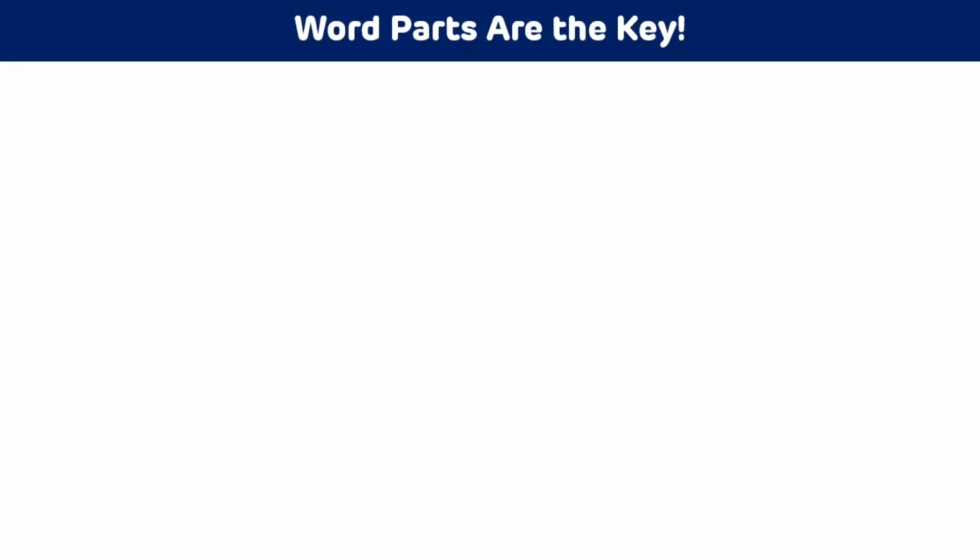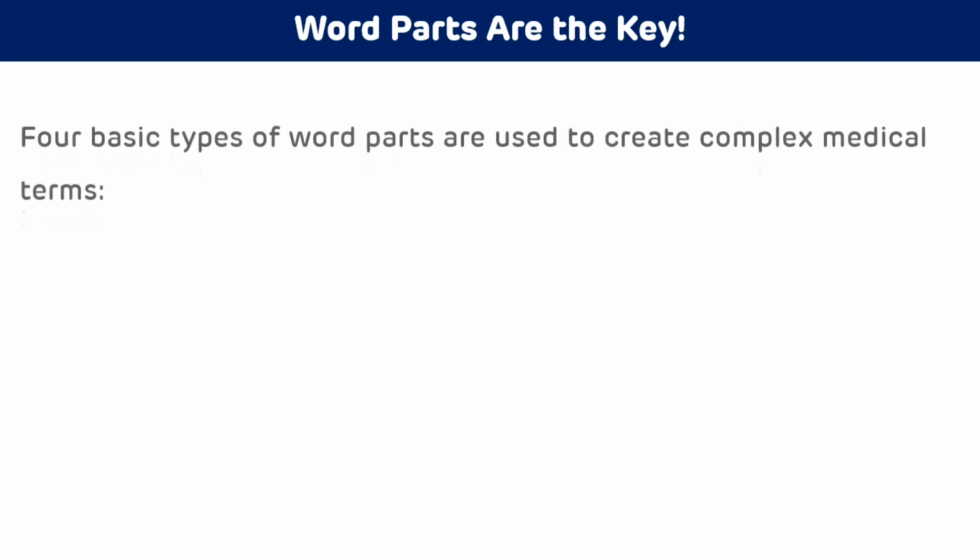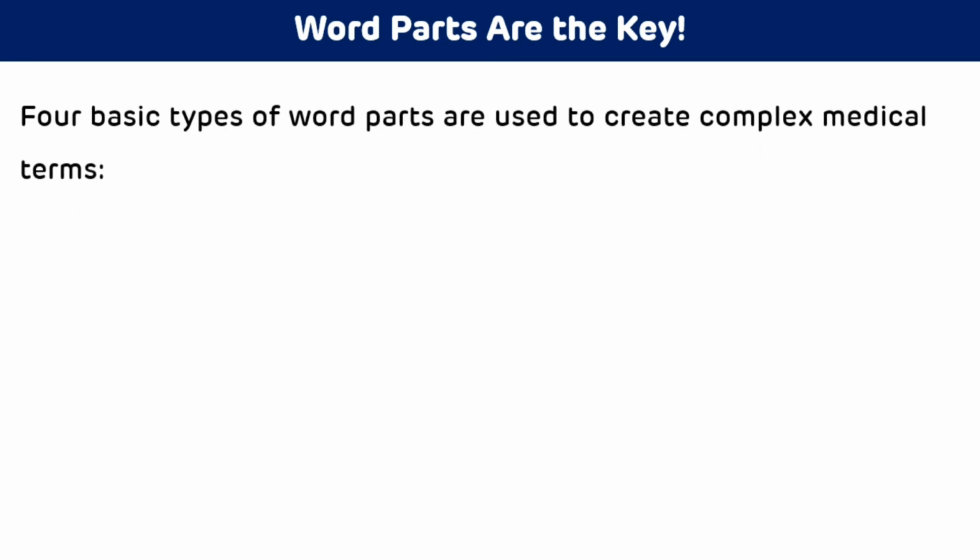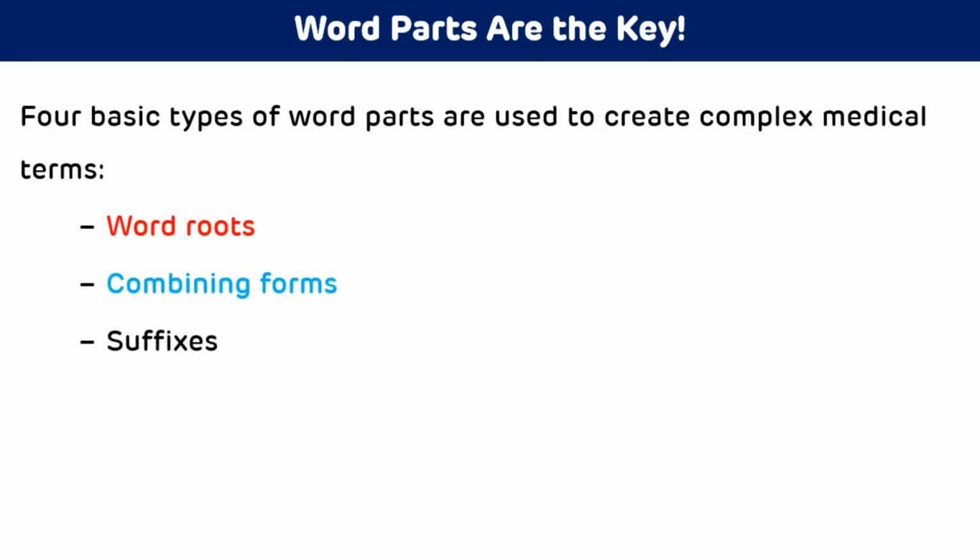Word parts are the key. There are four basic types of word parts which are used to create complex medical terms. The first one is word roots. The second one is combining forms. The third one is suffixes. And the fourth one is prefixes. These are the four types of word parts used to create complex medical terms, and we will see each in detail one by one.